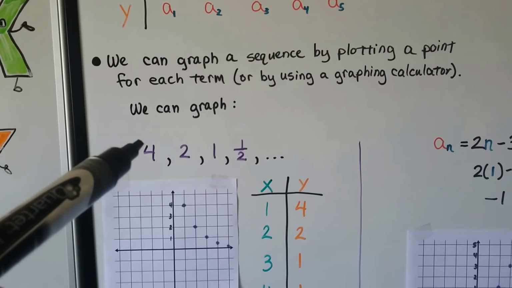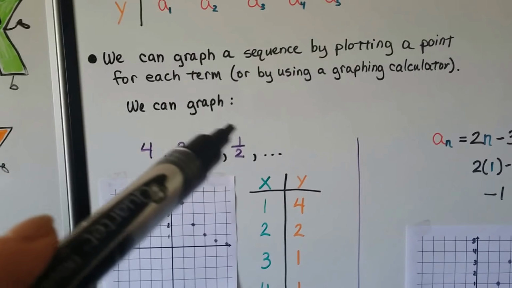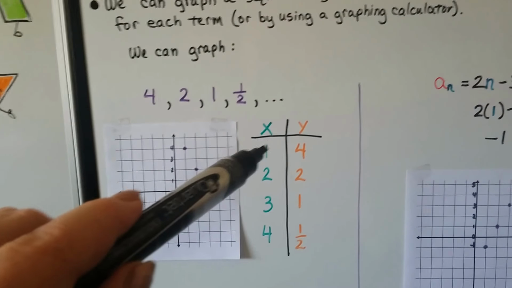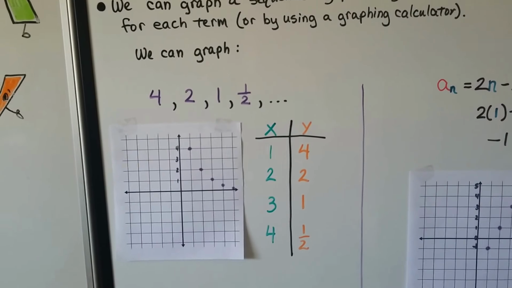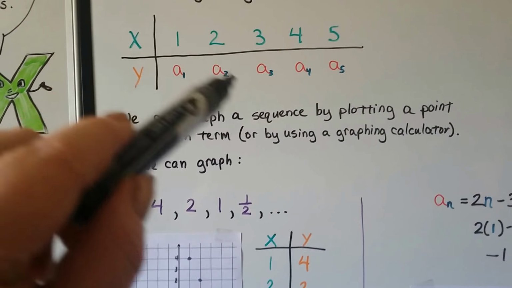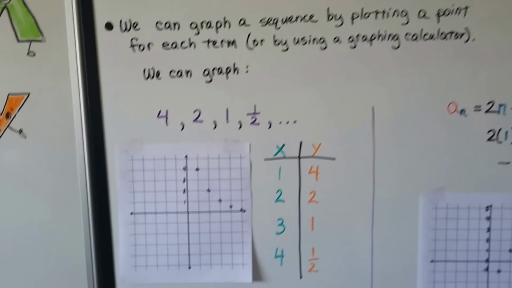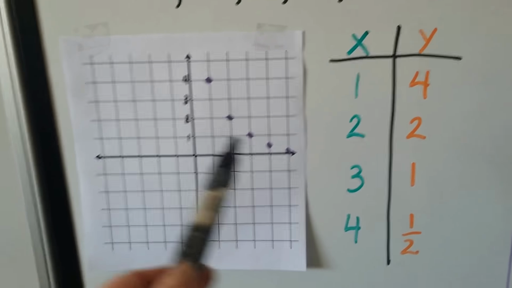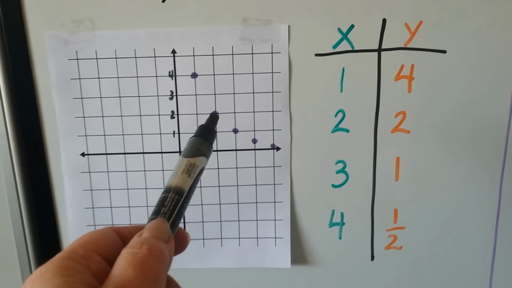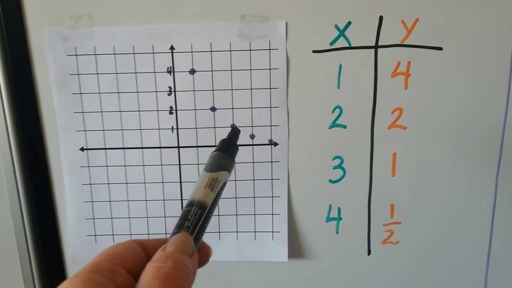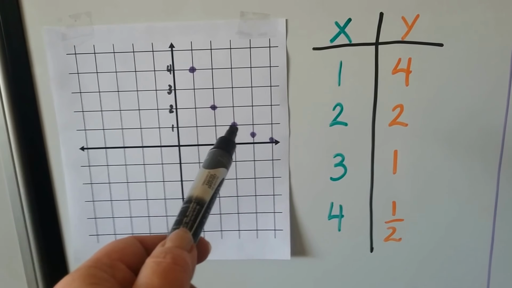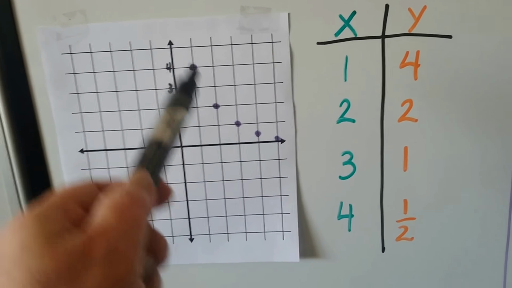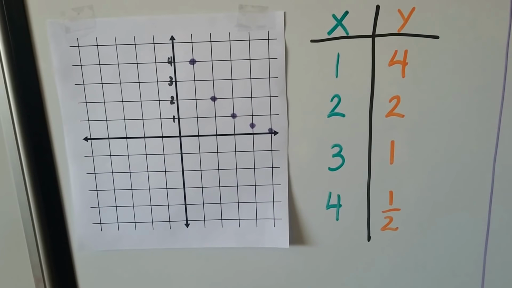So we can graph the sequence 4, 2, 1, half. That's going to be our y values. Our x values are just going to be 1, 2, 3, 4, okay? You can look at it like that's the subscript, can't you? When we graph this, we've got our pairs. We've got a 1 for x, a 4 for y, that puts us here. We've got a 2 for x, 2 for y, that puts us here. 3 for x, 1 for y puts us here. And you can see what this is slowly doing. It's curving towards the x-axis, isn't it? See that?